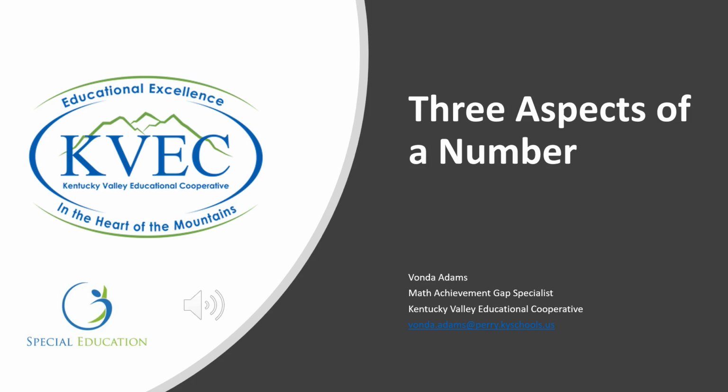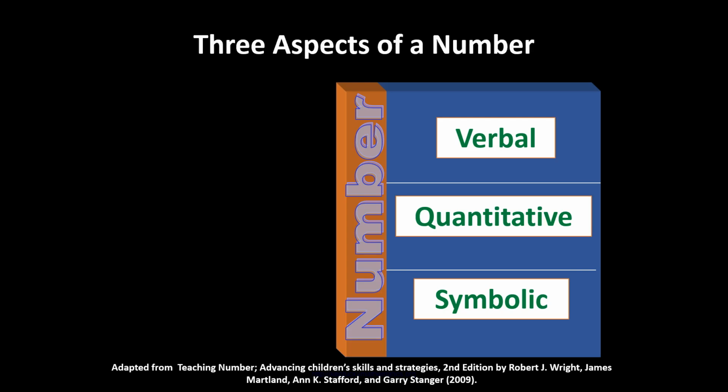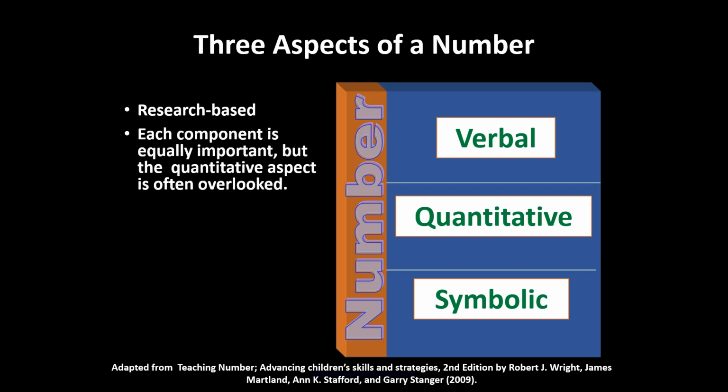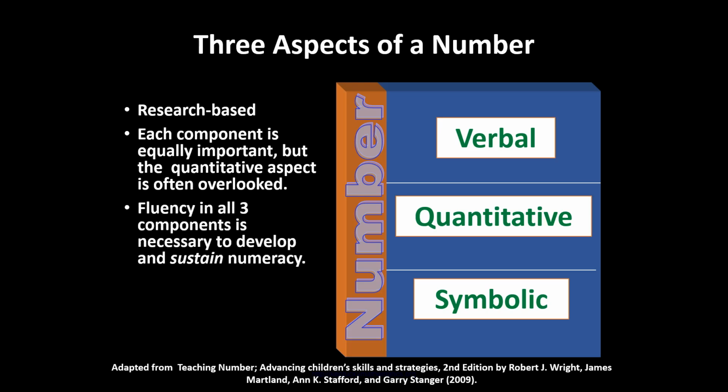Today, I would like to discuss the three aspects of a number. Three aspects of a number. It is important to note that the following is research-based. And teachers need to be aware that each component is equally important, but that the quantitative aspect is often overlooked in instruction. Fluency in all three components is necessary for students to develop and sustain numeracy. This slide was brought to us from the Kentucky Center for Mathematics.